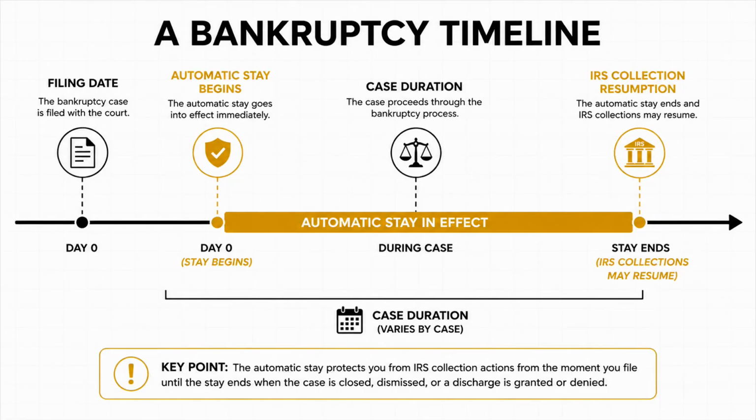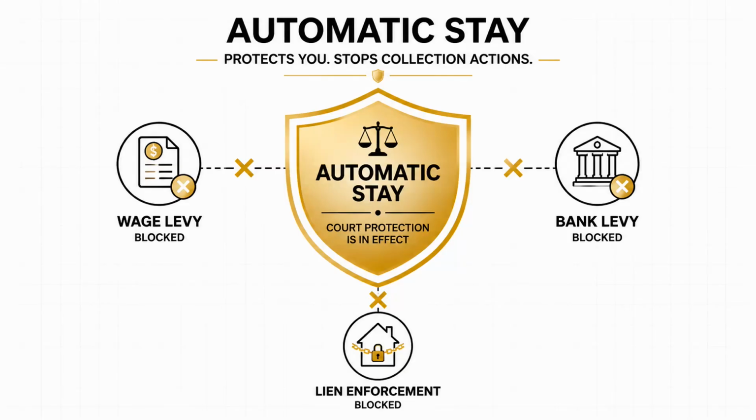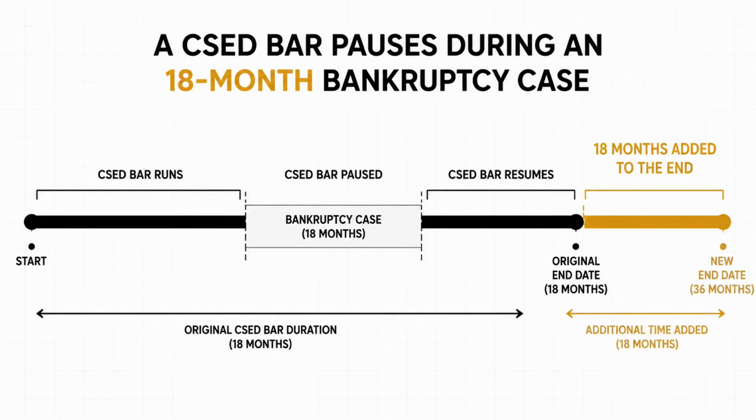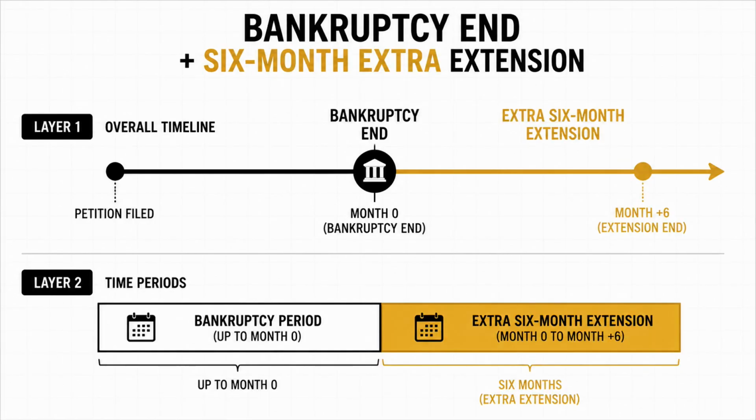A wage levy is continuous. It keeps taking a portion of every paycheck until the debt is paid or the IRS releases it. Both tools can be deployed at any point inside the 10-year window. There is no minimum waiting period. The IRS issues a final notice. You have 30 days to request a hearing, and if you do nothing, collection begins.